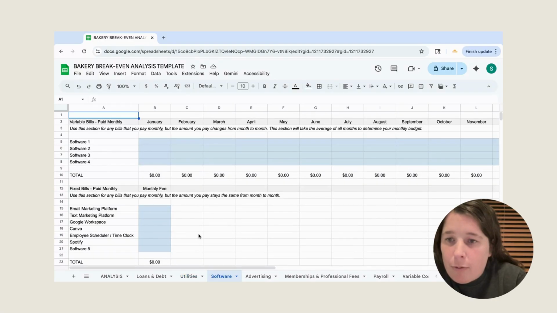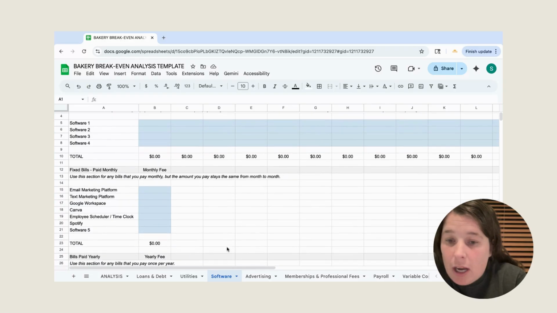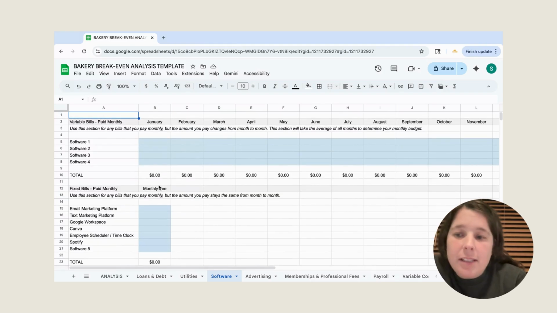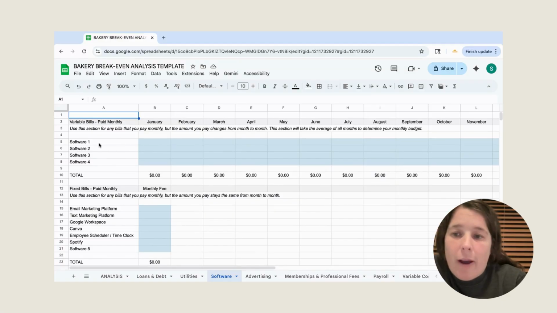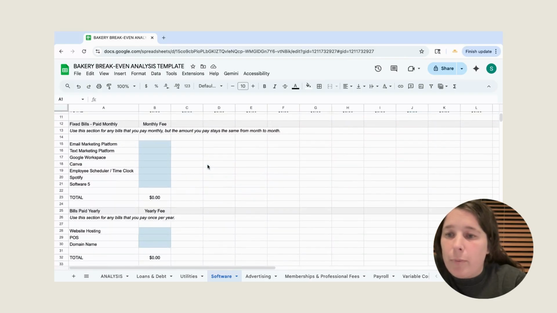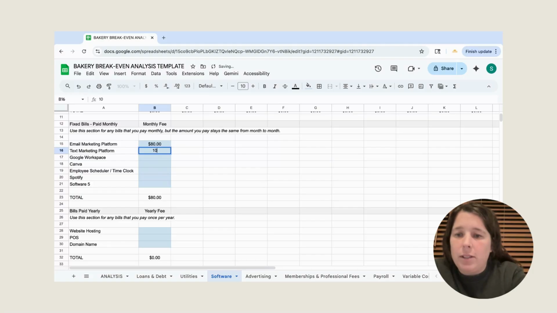And then we move over to the software. This is things like I use Shopify, I use Canva, I have Google Workspace for our emails, we have an email marketing platform, Klaviyo, we pay for Spotify for the bakery, we have a scheduling app. All these things are going to be entered here. Again, if you have any where the bill varies monthly, you can use this top section. If you don't, just leave it blank. The fixed bills is probably where most of those are going to be for monthly. So again, just plug those in.